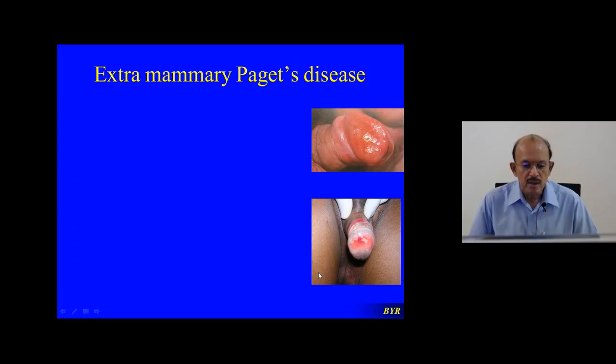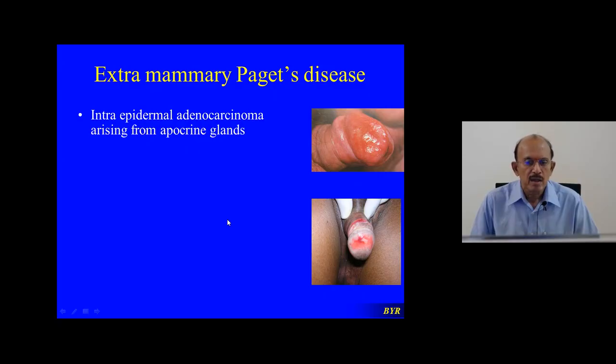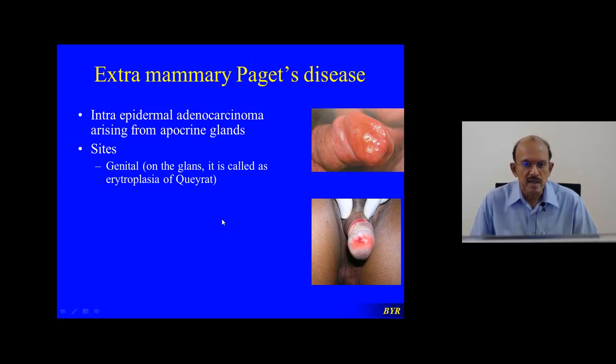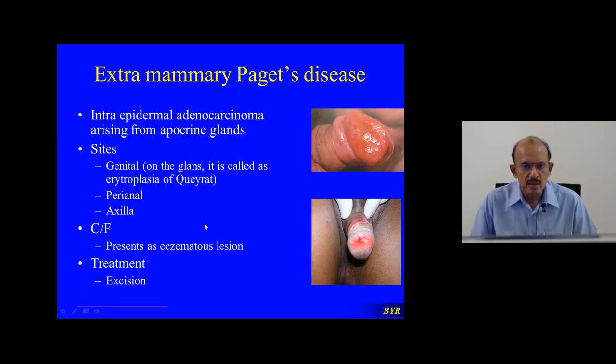This is the last slide. Extramammary Paget's disease. It is intraepidermal adenocarcinoma of the apocrine glands. Whenever it is Paget's disease of skin or Paget's disease of breast, it is an apocrine gland tumor. So it is an intraepidermal adenocarcinoma. Intraepidermal means it has not breached the basement membrane, so it is a carcinoma in situ. Sites: genital region, where it is called erythroplasia of Queyrat, perianal region, axilla. Clinical manifestations: presents as an eczematous lesion. Treatment: excision.